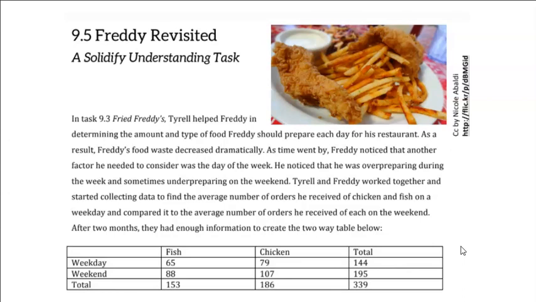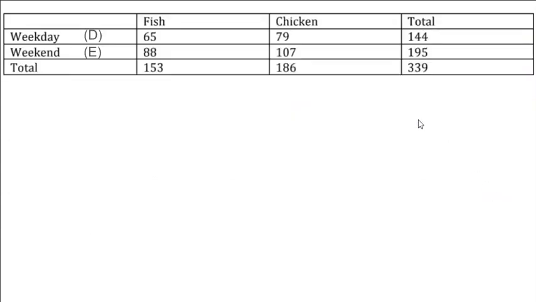So when I look at this table, I notice immediately that there were fewer orders of both fish and chicken on the weekday when compared to the weekend. So what I wonder is, is the probability of someone choosing fish different on the weekday when compared to the weekend? Let's take a closer look to find out.